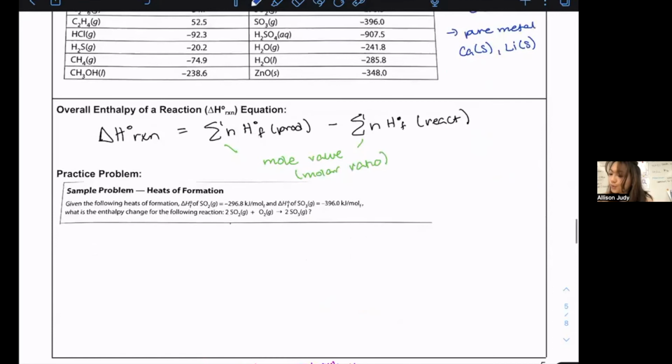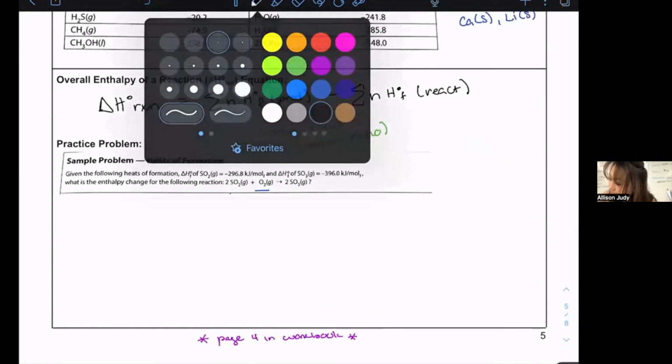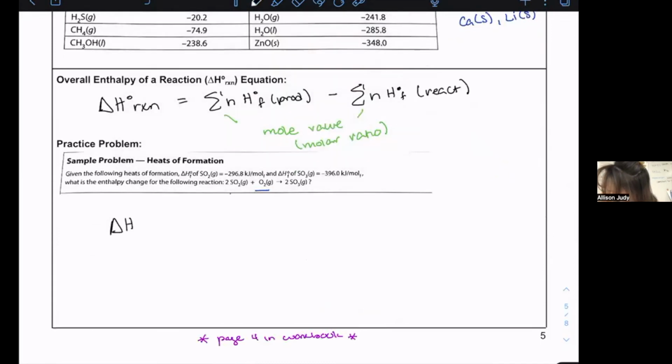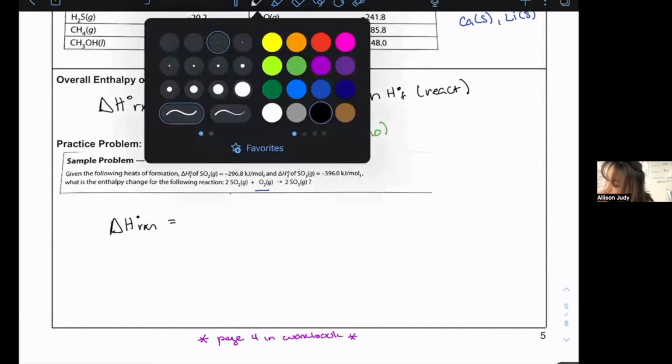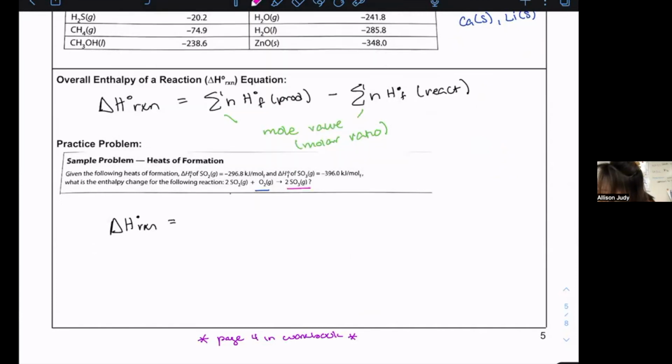Okay, now that I did that little sidetrack, this is a very special case. Let's go ahead and plug it into our overall enthalpy of reaction using enthalpy of formation values. So we have that the enthalpy of the reaction under standard state conditions is equal to the sum of the products minus the sum of the reactants, enthalpy of formation. So my product, I'm going to write this in pink for product, is SO3.